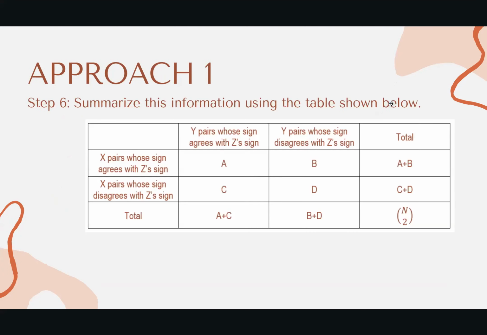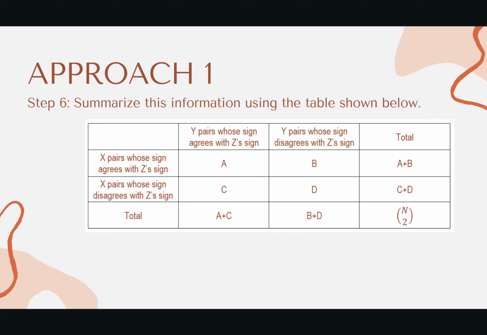So step 6, summarize this information using the table shown below. So for the column and row labels, I've just changed it into layman's term. So sila pa rin naman yung nasa Kendall T. So yung first case is X pairs whose sign agrees with Z sign and Y pairs whose sign agrees with Z sign. Okay? So up and so on until the fourth case na X pairs whose sign disagrees with Z's sign and Y pairs whose sign disagrees with Z's sign.